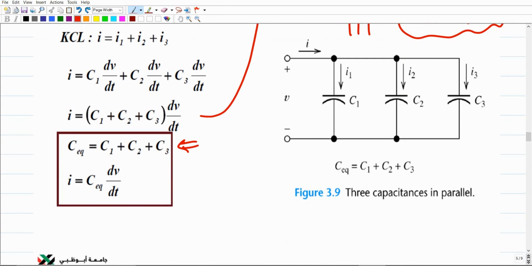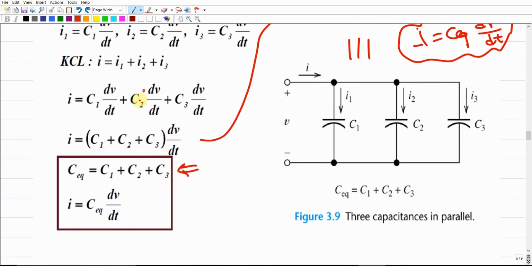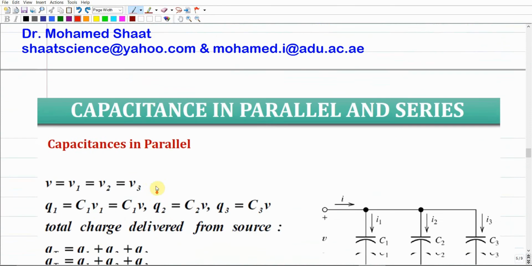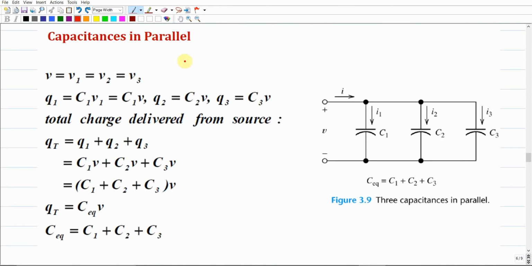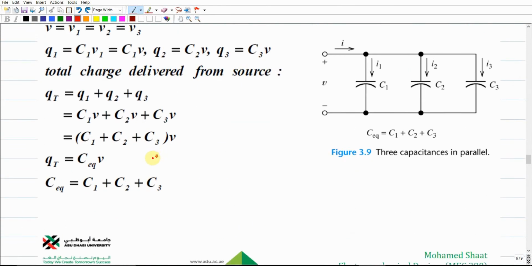Make sense? It means that if you have three or more capacitors arranged in parallel, you can combine all of them into one equivalent capacitance. This equivalent capacitance should be the sum of all of these capacitances. Make sense? So this is in case they are parallel. The opposite applies in case they are in series. So this is the parallel case.